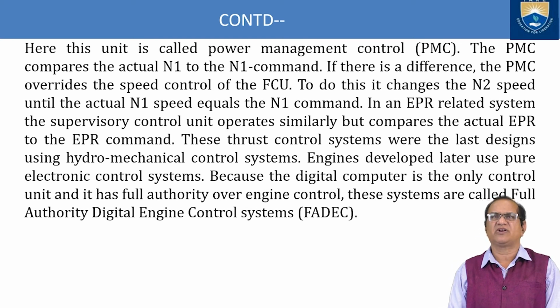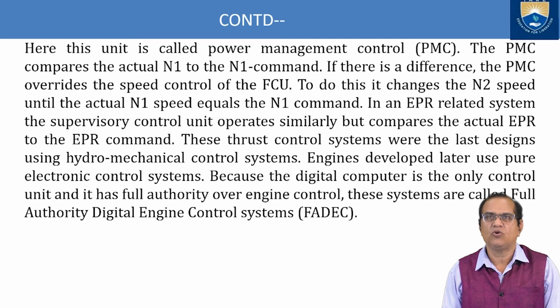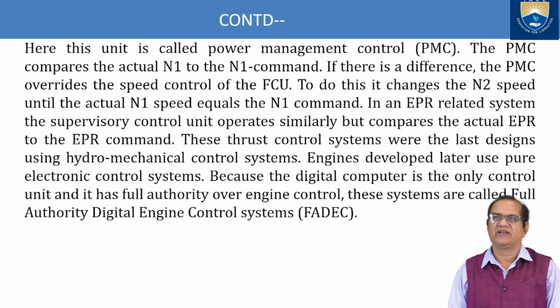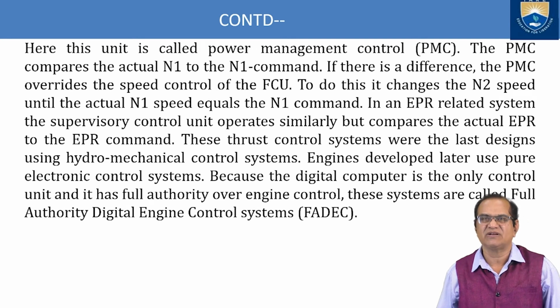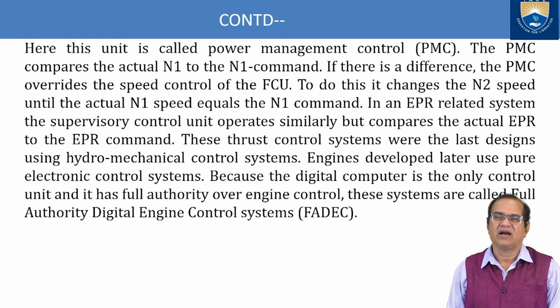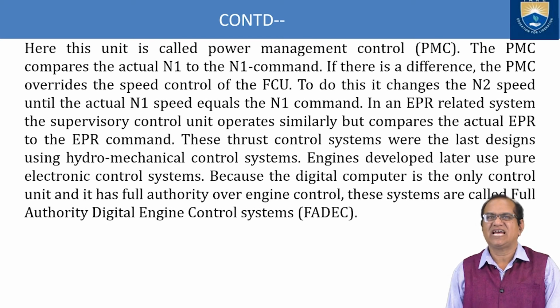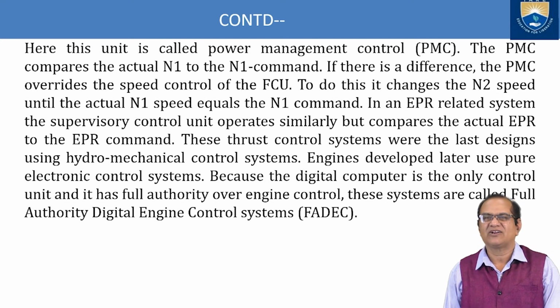The power management control compares the actual N1 to the N1 command. If there is a difference, the PMC overrides the speed control of the FCU. To do this, it changes the N2 speed until the actual N1 speed equals the N1 command. In an EPR related system, the supervisory control unit operates similarly but compares the actual EPR to the EPR command. These thrust control systems were the last designed using hydromechanical control system.